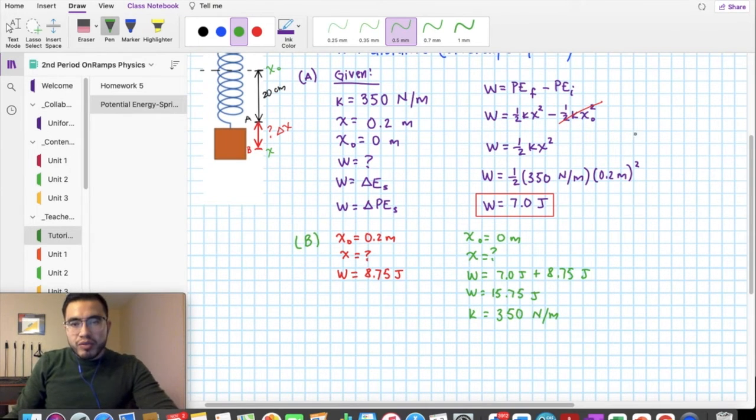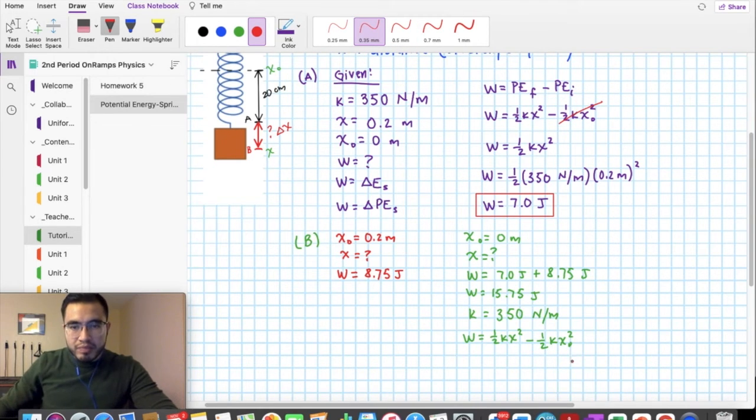So I'm going to use this equation. I'm going to write it again. So I know that my work done is 1/2 k x final squared minus 1/2 k x initial squared. And I know that my x initial is 0, therefore I can cancel this term.